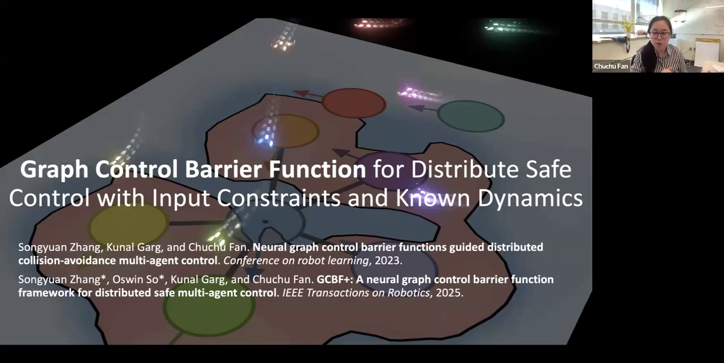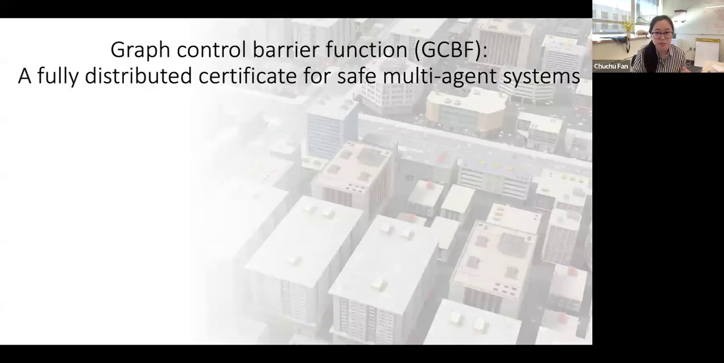So for the first part, I'm going to assume that I know the dynamics. It could be nonlinear, it could be high dimensional, but I know that F and G function, or if it is not control affine, that's totally fine. I will know the dynamics. And the second part, I will move to the reinforcement learning part when we do not have the known dynamics. But they are all built on this very interesting idea called graph control barrier function, GCBF.